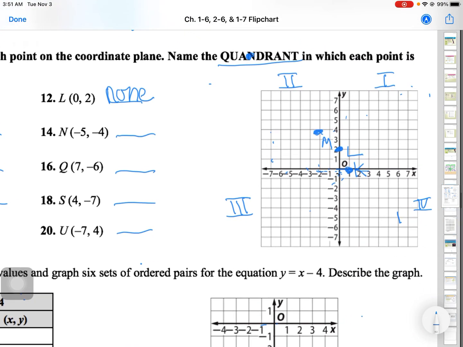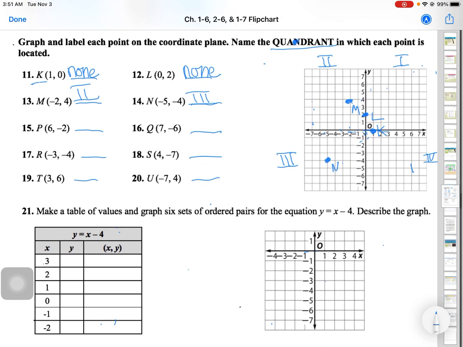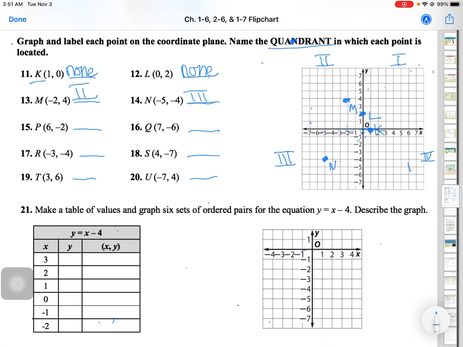Okay, so N is (-5, -4), and that's in quadrant 3. So right there it is for me. Yep, P is (6, -2), quadrant 4. Q, (7, -6), also quadrant 4.